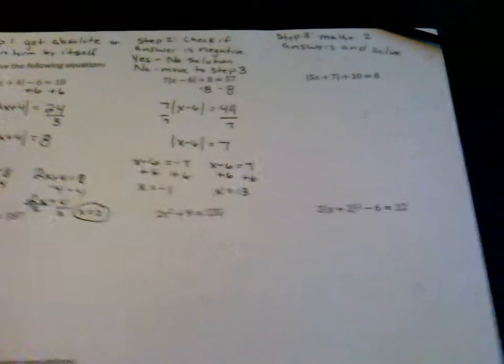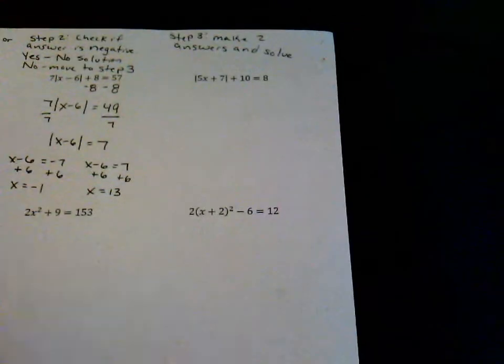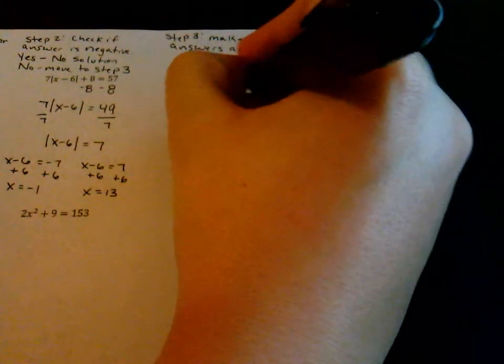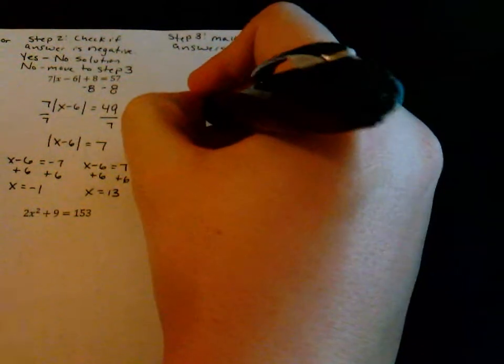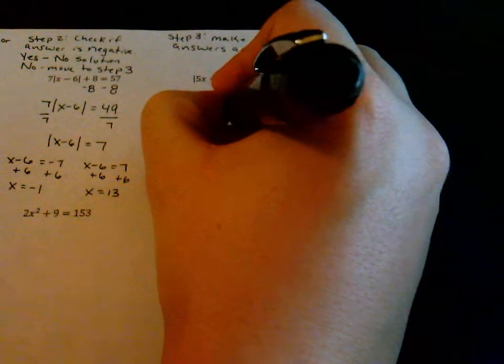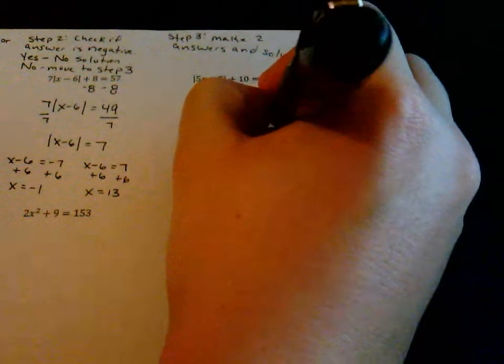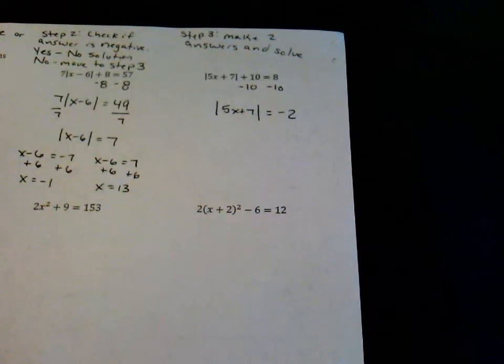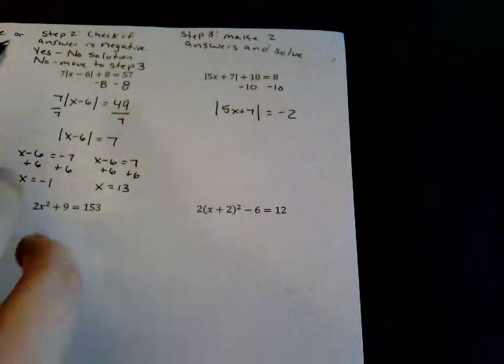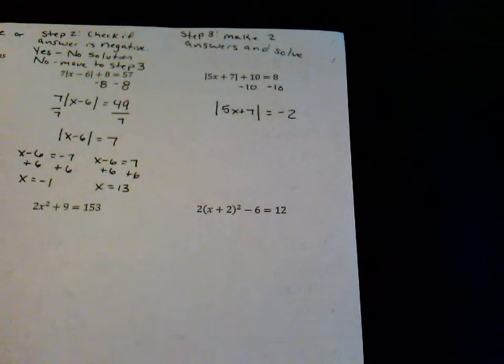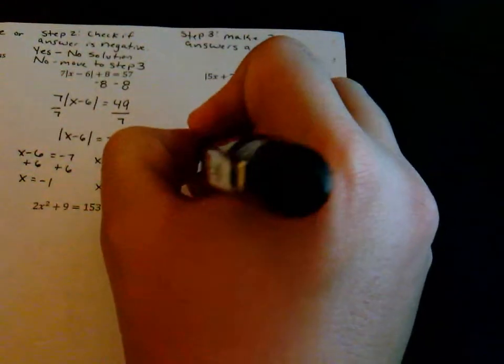Finally, the last one. We subtract 10, we subtract 10. We get the absolute value of 5x plus 7 equals negative 2. Okay, now this is where the step 2 comes in. Check if your answer is negative. The answer is yes this time. The answer is negative. So there is no solution.